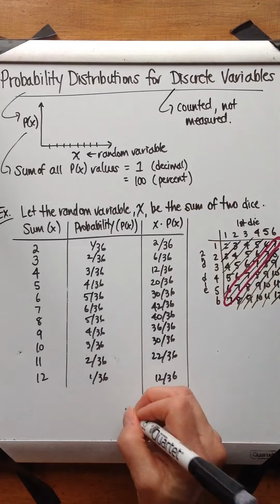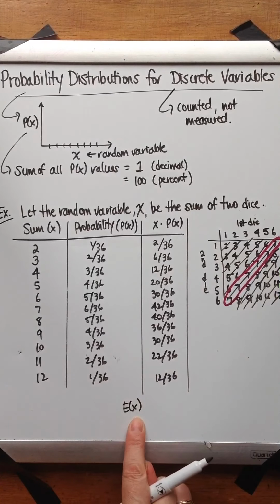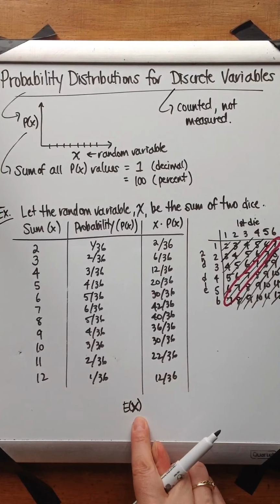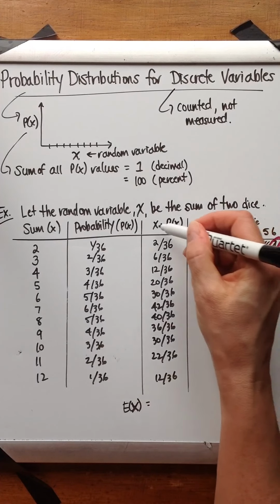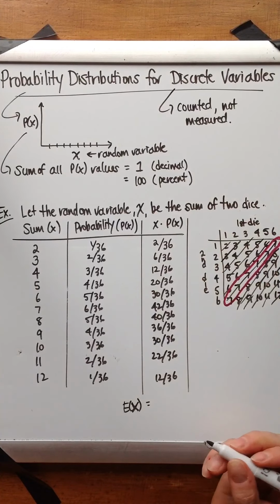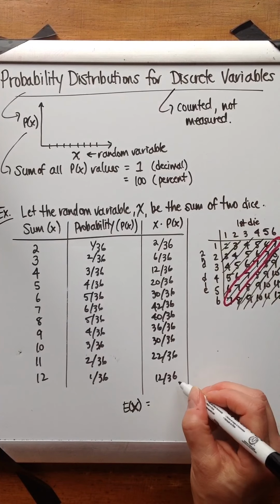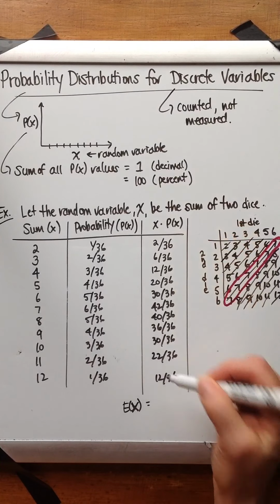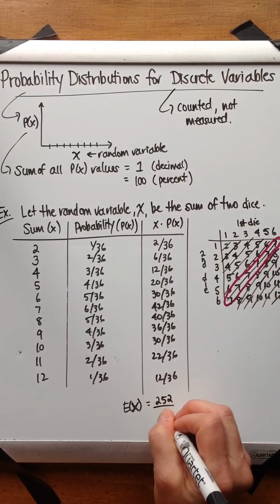And to find the expected value, which we're going to represent in this notation as capital E of X, and we can use capital X because it's the expected value for the sum of two dice, which is our variable. What we're going to do is add up these x times P of x values. And I left them over 36s because we can add them much quicker when they have the same denominator. So adding up all these numerators gives us a value of 252 out of 36.